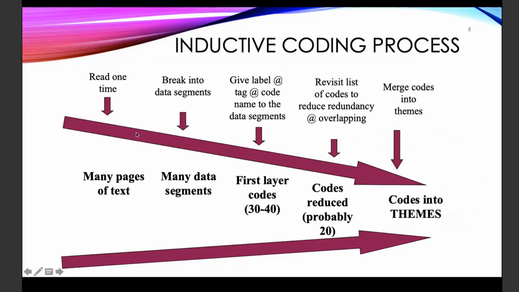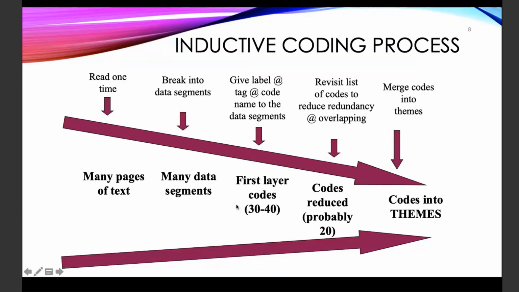You read the data. On your left hand side, you can see the arrow coming from left to right. Many pages of text. You read the data and then you break it into data segments or the coding frame, remember? It's either line by line, paragraph by paragraph, sentence by sentence, or phrase by phrase. When you break it down, you also give a label, a tagging or a code name to the data segments. You will end up with first layer codes.